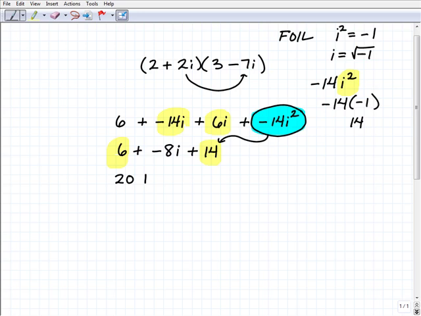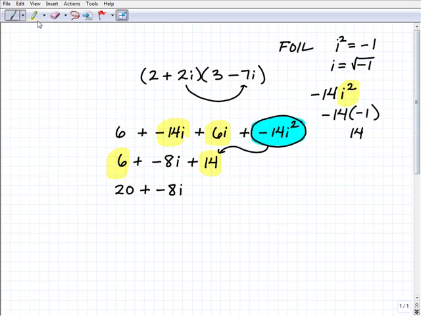Now think about it. We just took a complex number, and remember, a complex number has a real and imaginary part to it. We multiplied it by another complex number, so the product is in fact itself a complex number. It also has a real and imaginary part to it. So that's basically it.